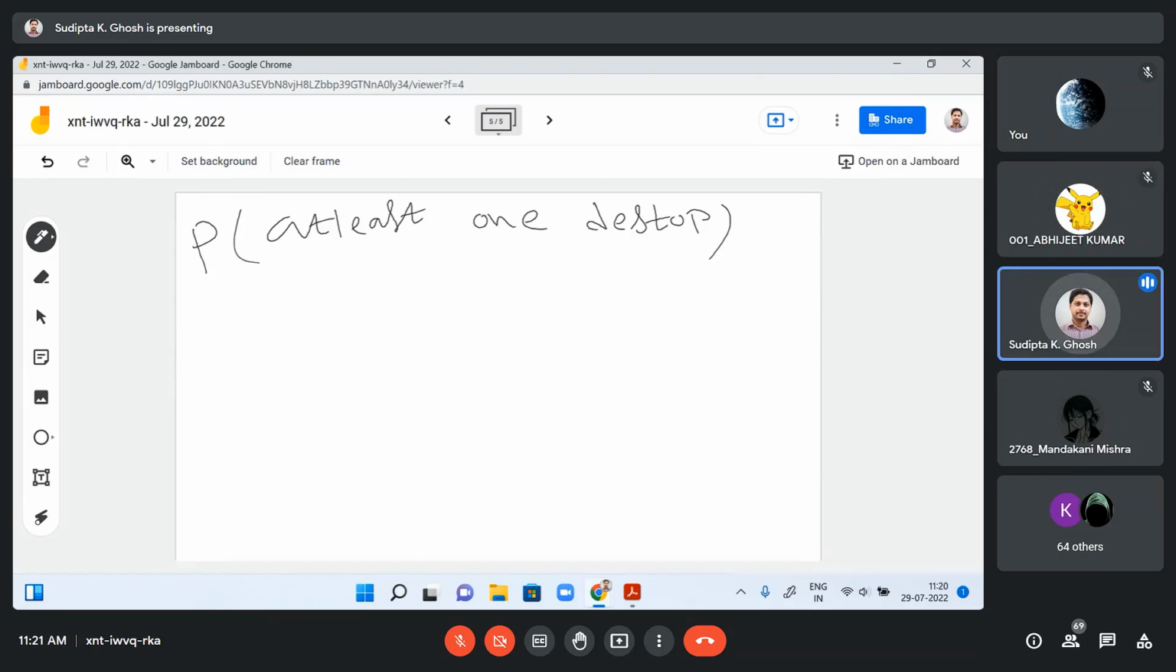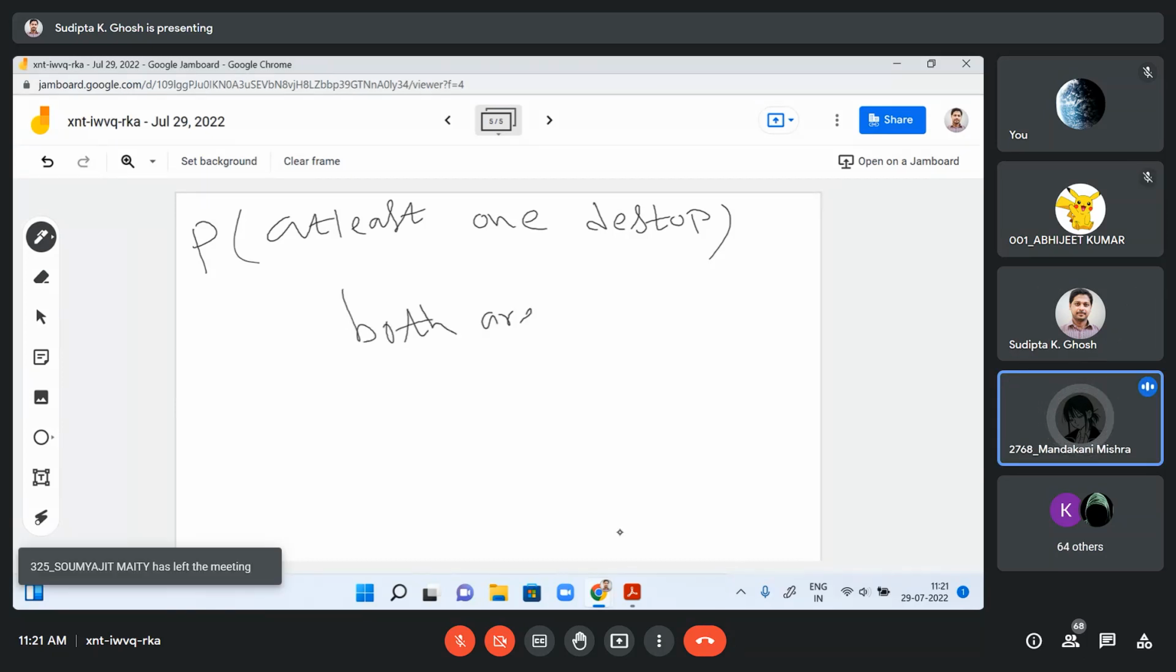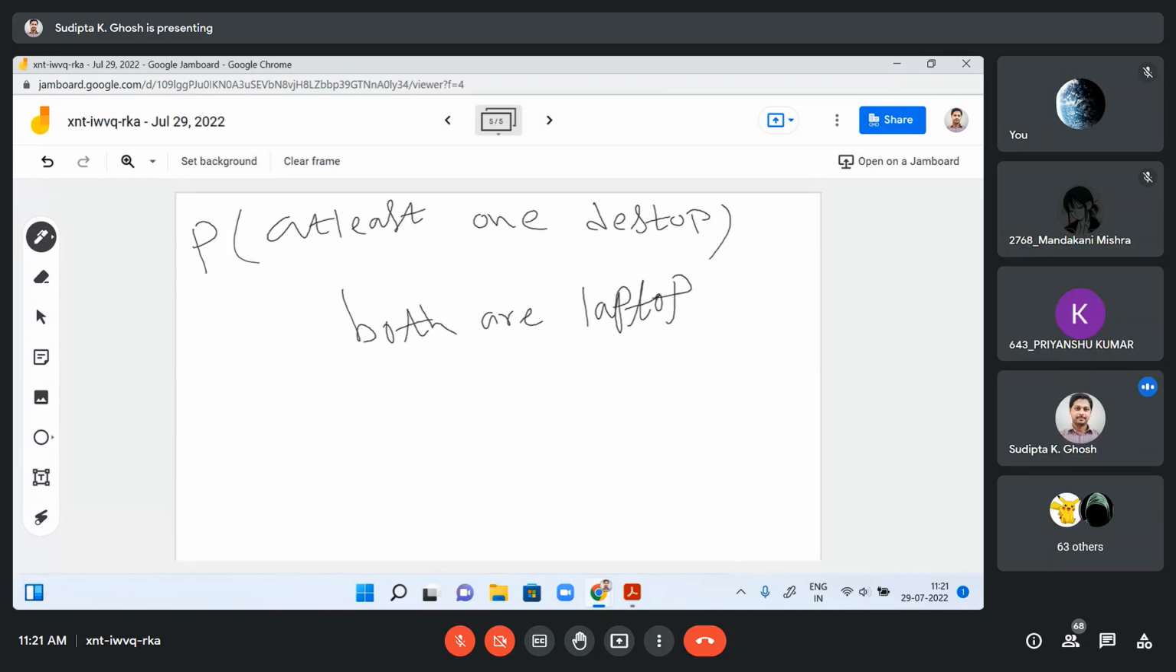So can I think in this way? The event at least one desktop, what is the complementary event? There will be no desktop there. Both are laptops. This is the complementary event. So the probability of at least one desktop is 1 minus the probability of both being laptops.